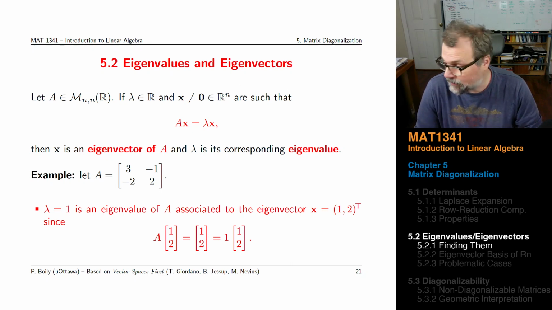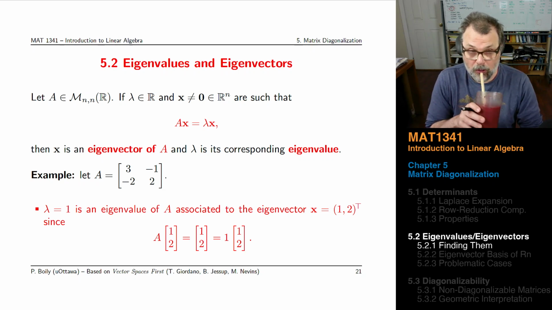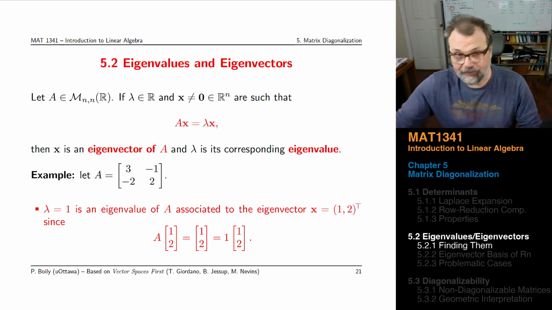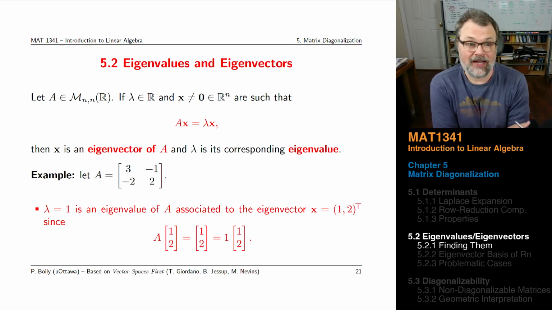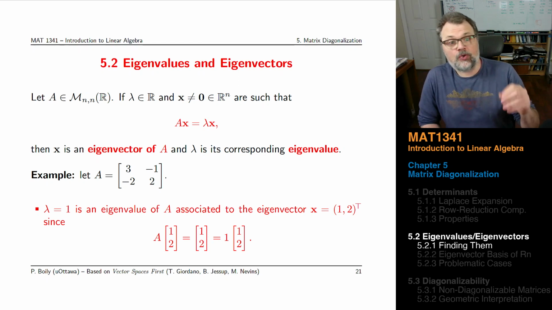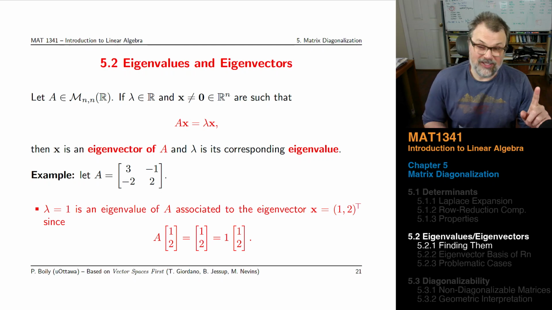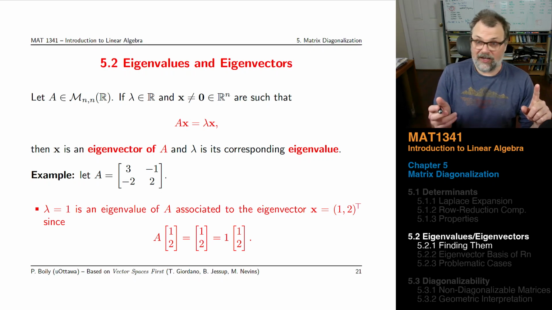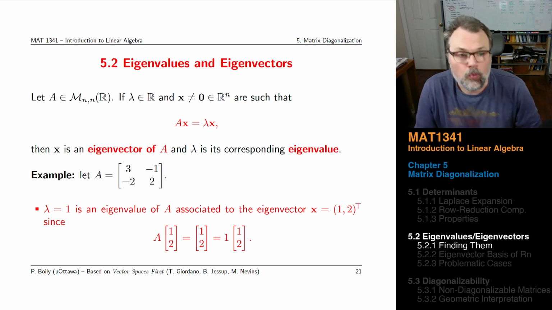So for instance, if you look at the matrix 3, minus 1, minus 2, 2, I tell you that lambda equals 1 is an eigenvalue of A, and it's an eigenvalue that's associated to an eigenvector. In fact, for a given eigenvalue, there's going to be infinitely many eigenvectors, but at the very least, there'll be one, an eigenvector 1, 2.